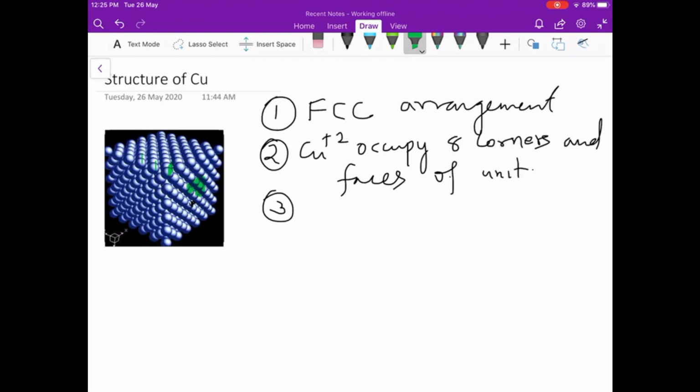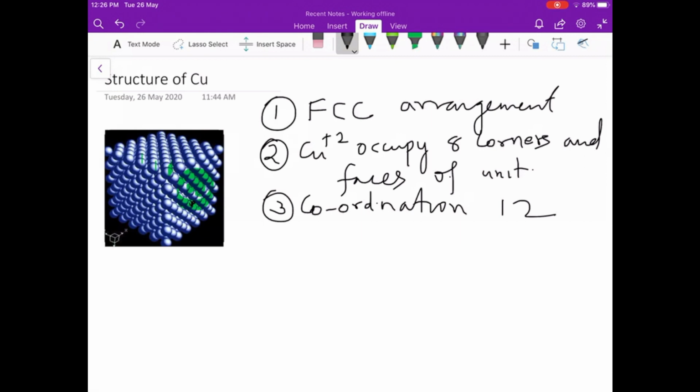That means if you are talking about one particular copper atom, then in the same layer 6 of them, upper layer 3 of them, lower layer 3 of them. So that means the total number of ions of copper which is touching one particular ion of copper is 12. So we will say coordination number is 12.